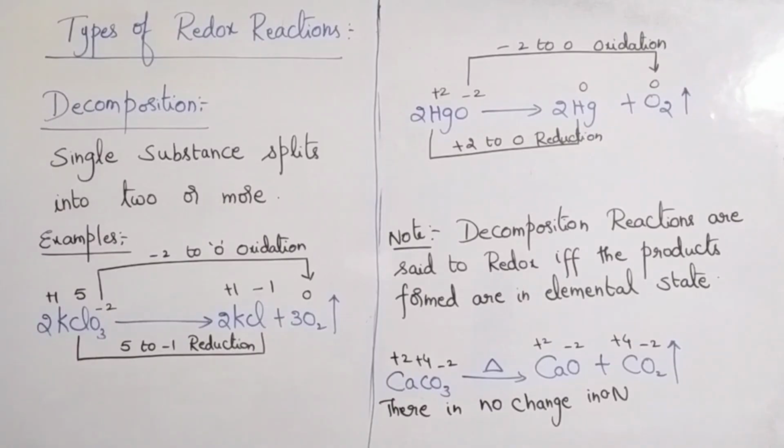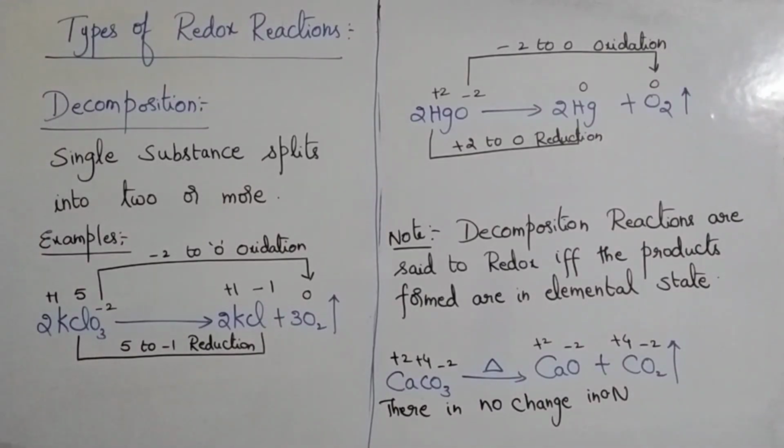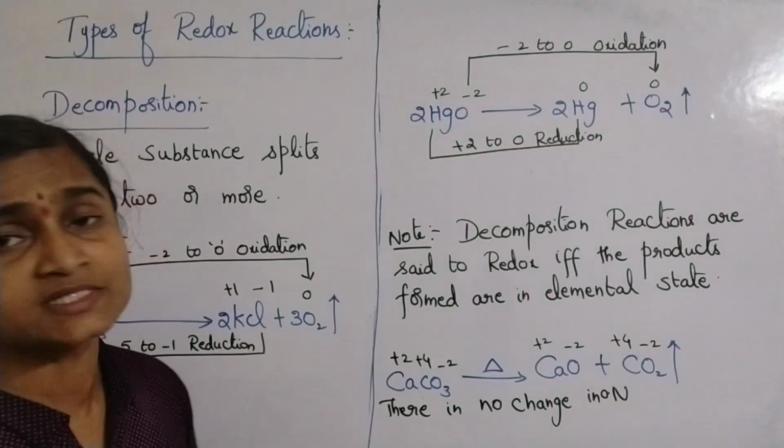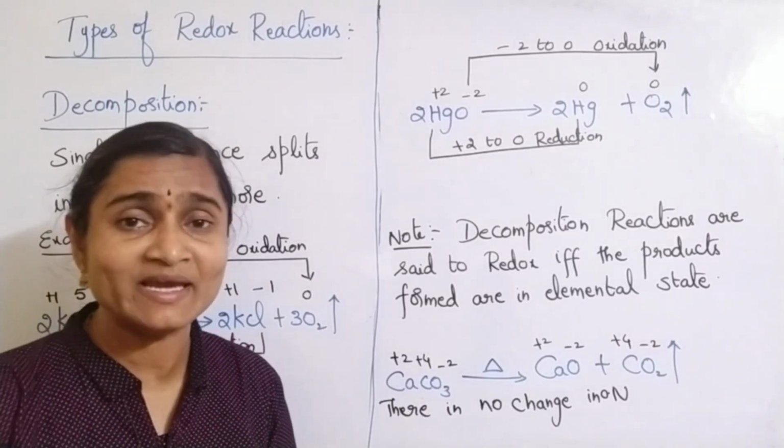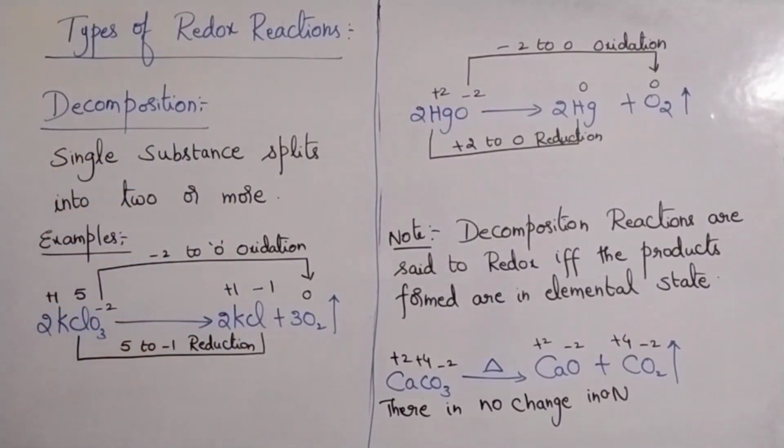Okay, so please note down. Hence, all decomposition reactions cannot be redox. The decomposition reactions are said to be redox if and only if the product formed on the product side should be in elemental state. Okay, so please note down that point.